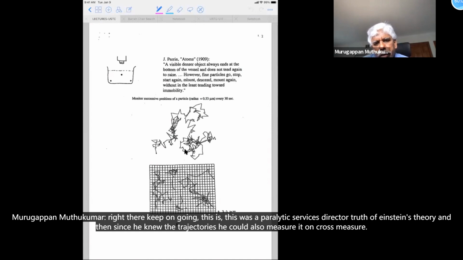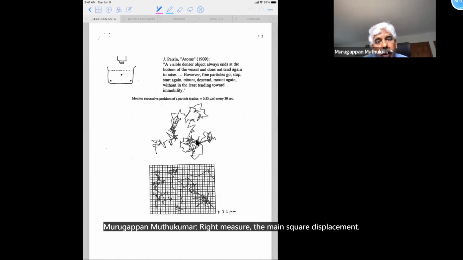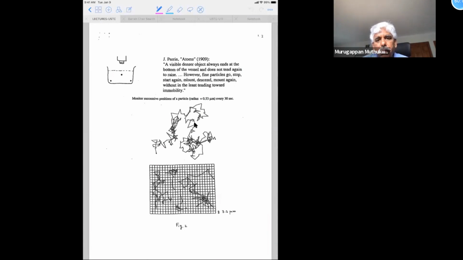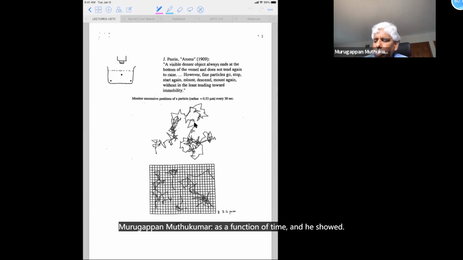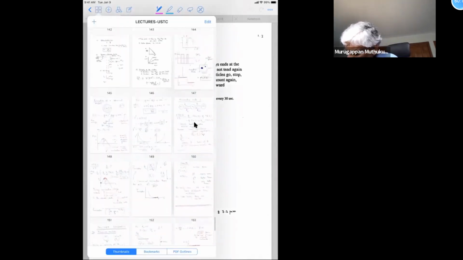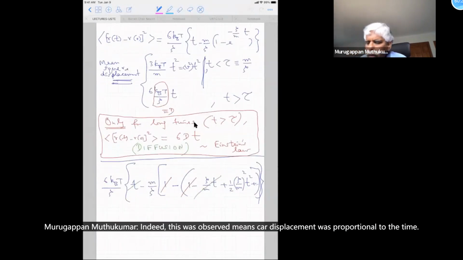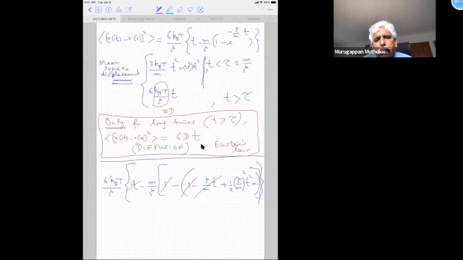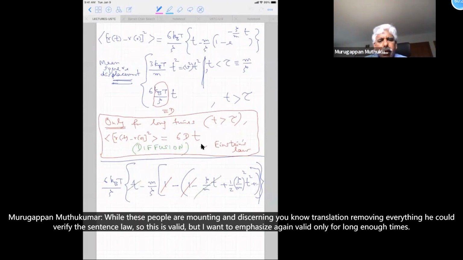And then since he knew the trajectories, Perrin could also measure the mean square displacement as a function of time. And he showed, indeed, that this was observed. Mean square displacement was proportional to time. While these particles are mounting and descending, translationally moving everything, he could verify Einstein's law. So this is valid, but I want to emphasize again, valid only for long enough times.